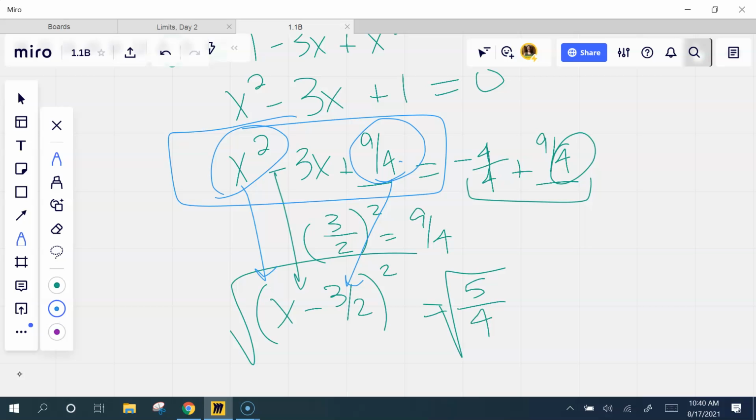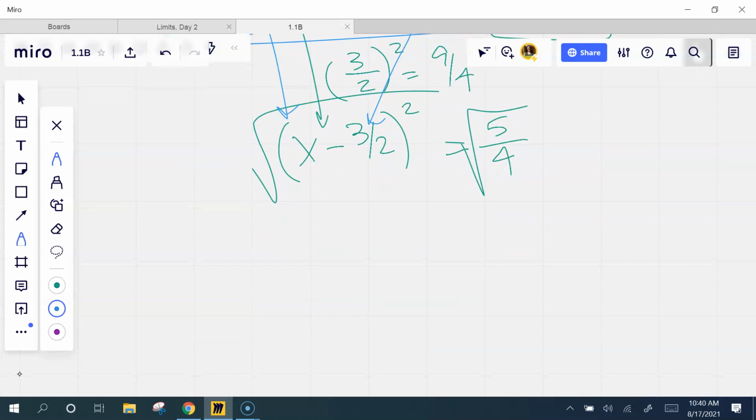When you're completing the square, it's a lot easier to keep it in fraction form than it is to switch it to a decimal. Somebody had a hand up over here. Okay, all right.